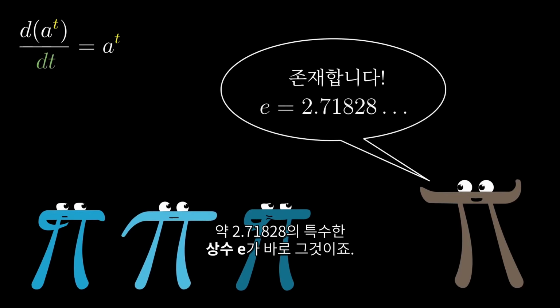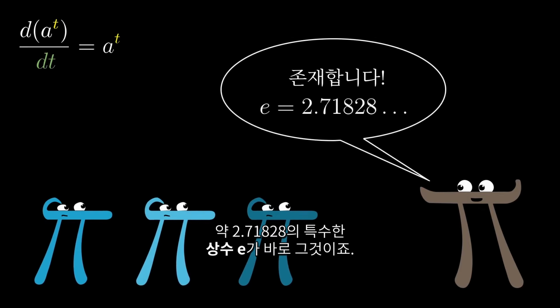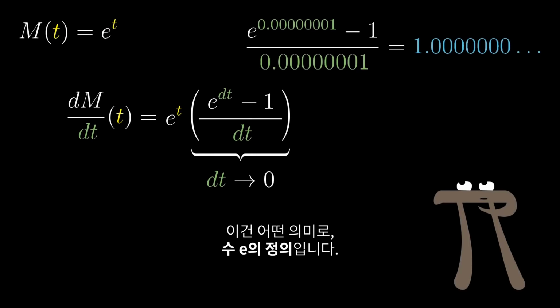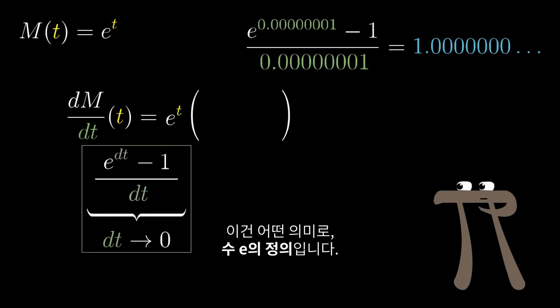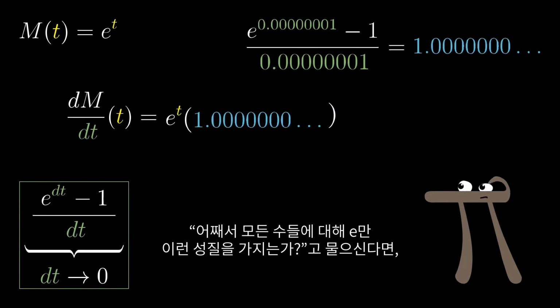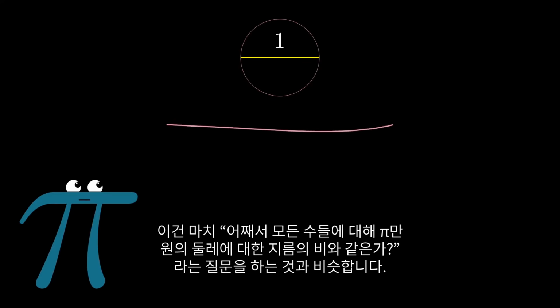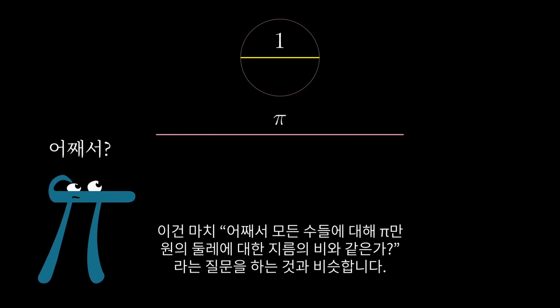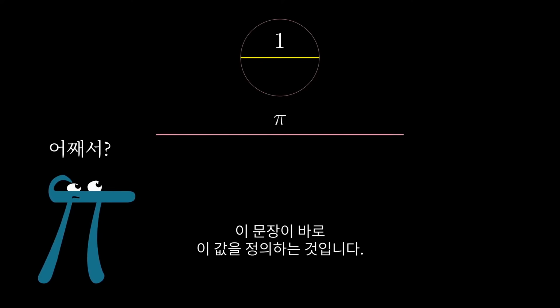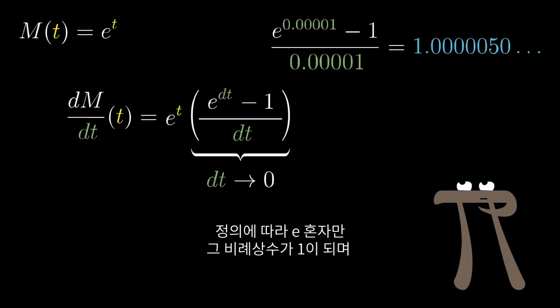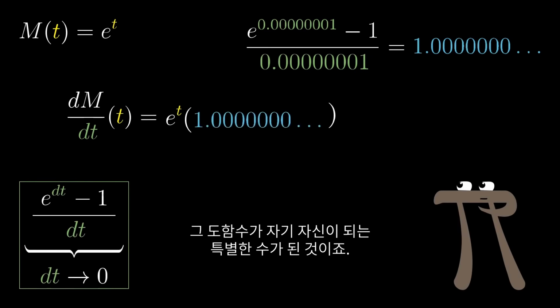It's the special constant e, around 2.71828. In fact, it's not just that the number e happens to show up here. This is, in a sense, what defines the number e. If you ask, why does e of all numbers have this property, it's a little like asking, why does pi of all numbers happen to be the ratio of the circumference of a circle to its diameter? This is, at its heart, what defines this value. All exponential functions are proportional to their own derivative, but e alone is the special number so that that proportionality constant is 1, meaning e to the t actually equals its own derivative.